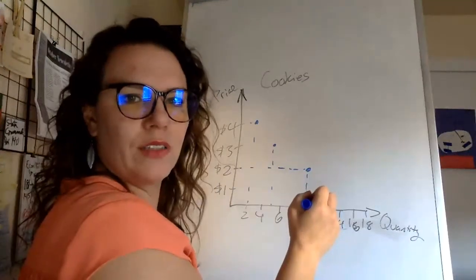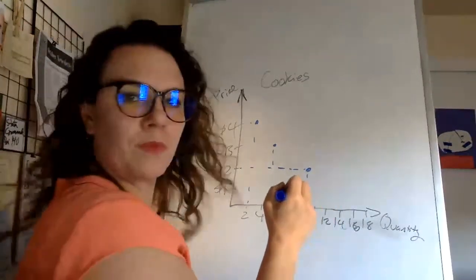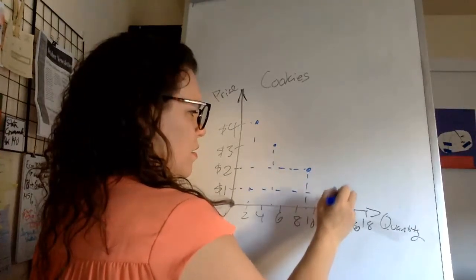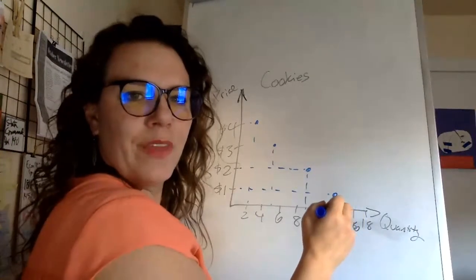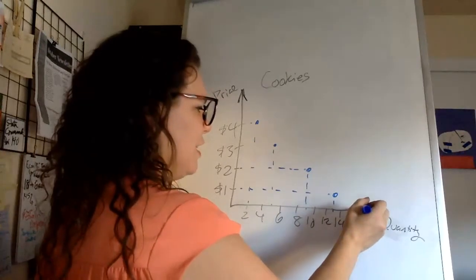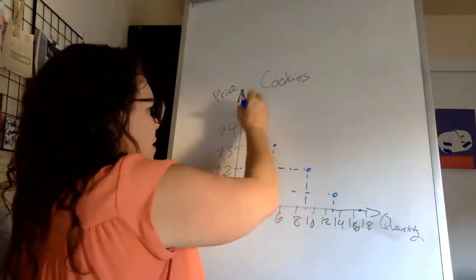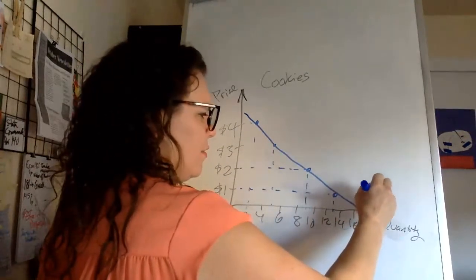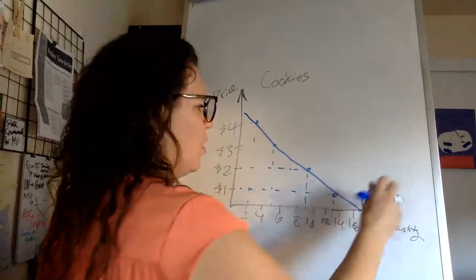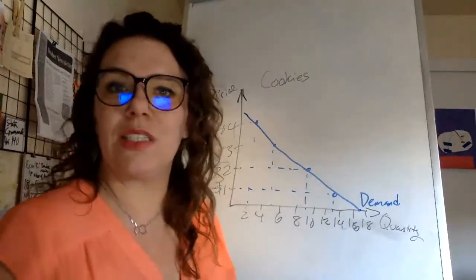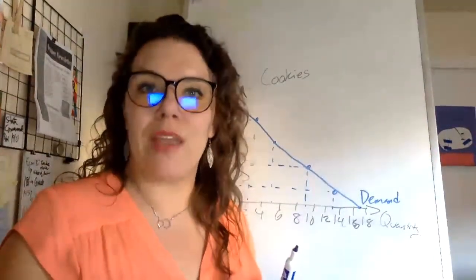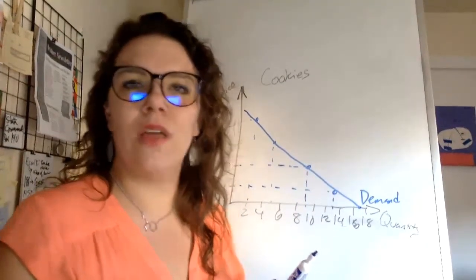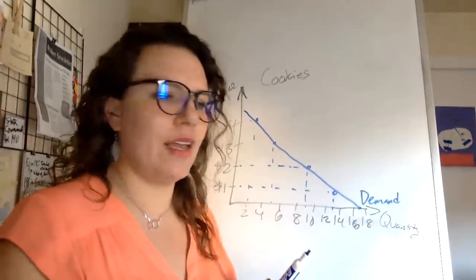And at a price of $1, the market demands 13 cookies. And then finally, if cookies were free, people would want 17 cookies. So that gives me a stylized demand curve. You also want to make sure you label your demand curve, maybe not necessarily with the full word demand, but at least with that D, right?